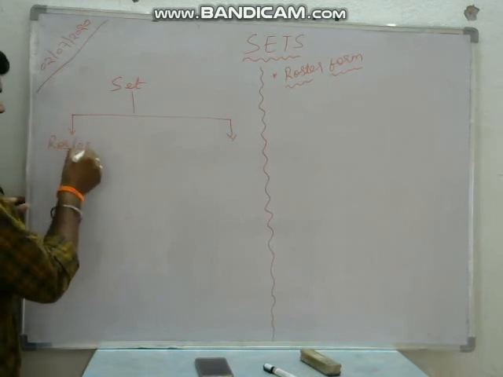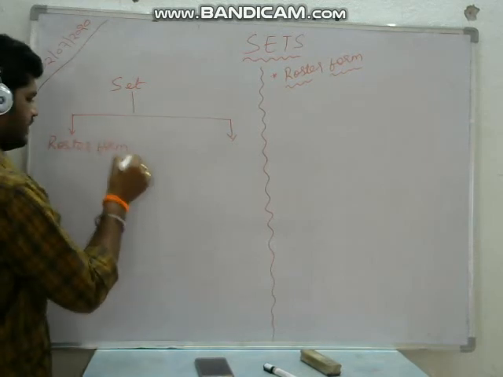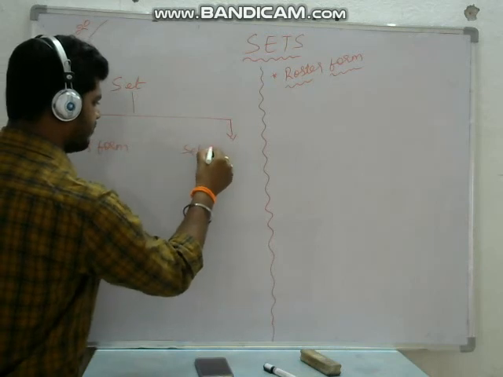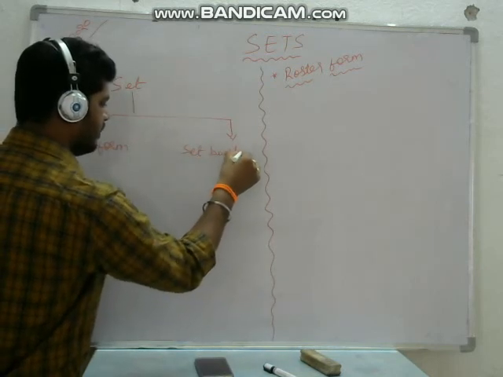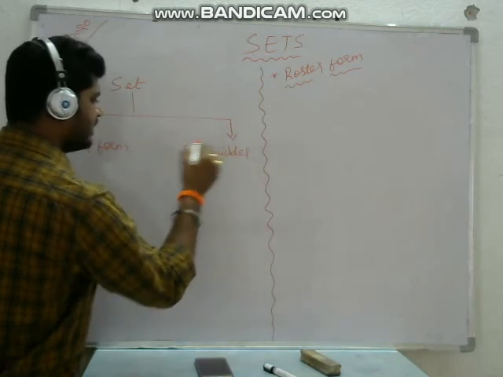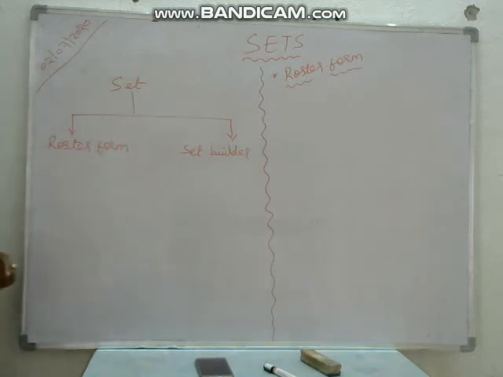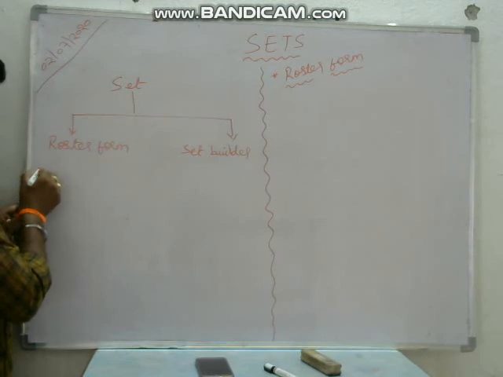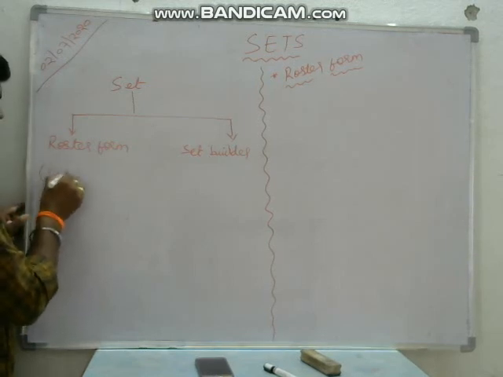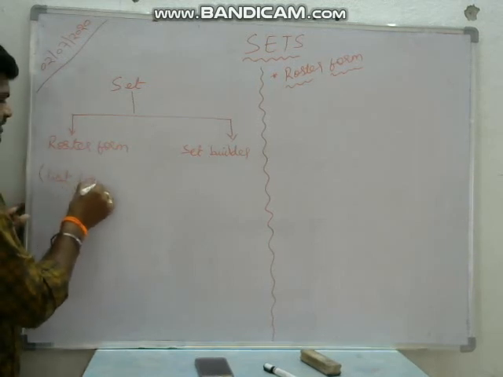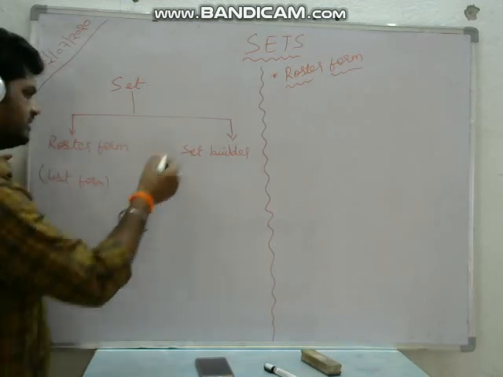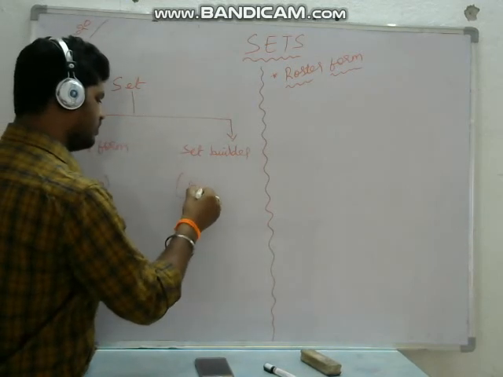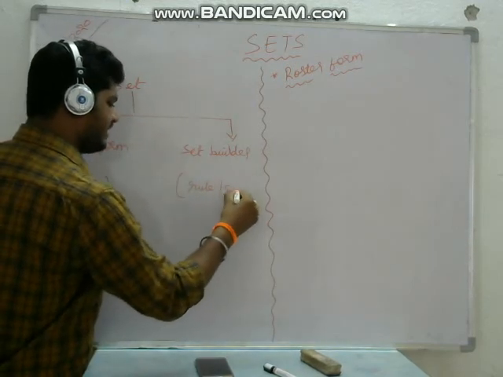One is roster form, other is set builder form. In two ways we can represent the set. One form is roster form, another form is what? Set builder form. This roster form we can even also call as list form. Why we'll call this as list form, we'll discuss. And this we can even call it as a rule or syntax form.